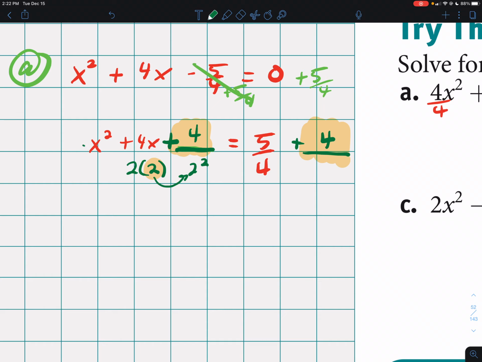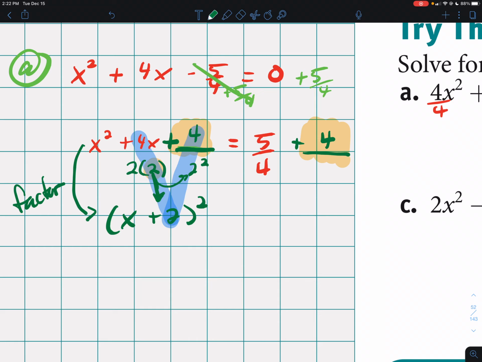And now factor this. Well, if it's a perfect square, then we can do x, this number here, plus 2 squared. And like I said, check it like this. Divide by 2, I get 2. Square it, I get 4.